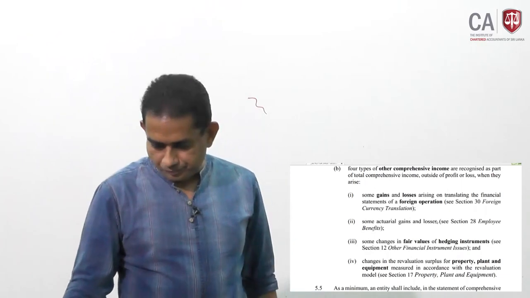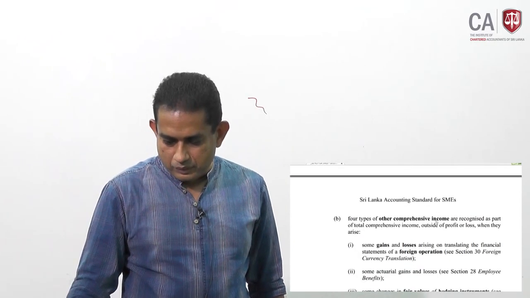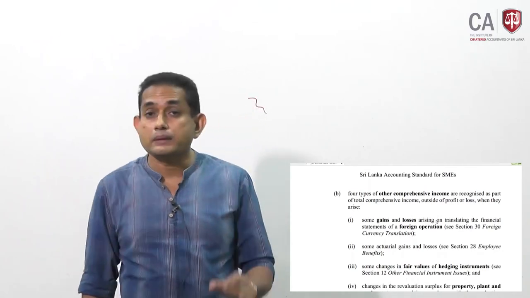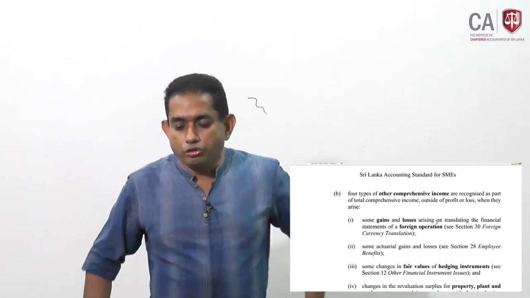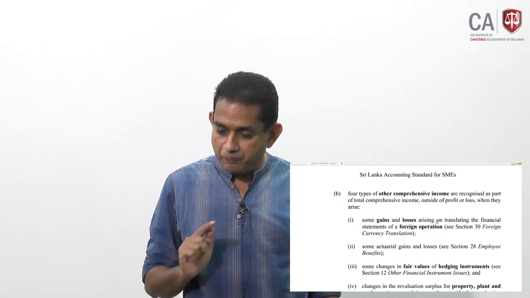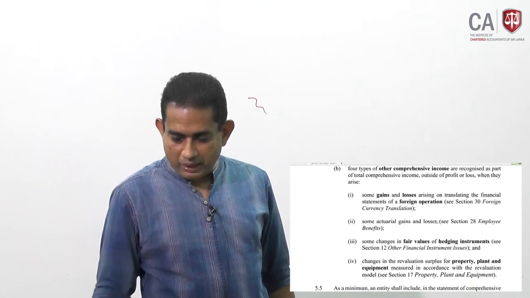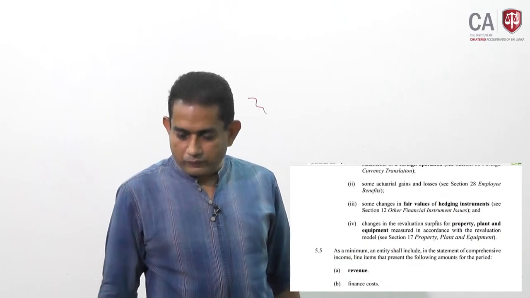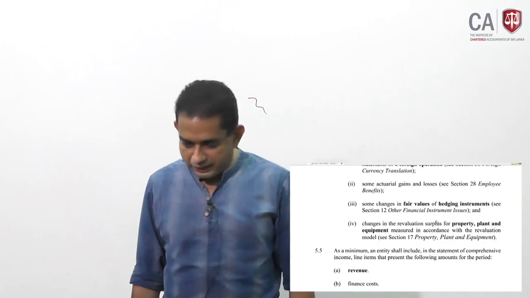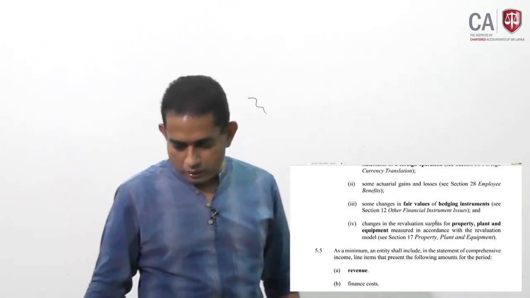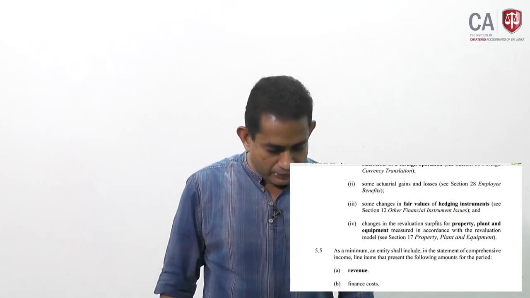Now in page number 38, you get the items to be taken under other comprehensive income. 4 types of other comprehensive income are recognized as part of total comprehensive income outside of profit or loss when they arise. Some gains and losses arising on translating the financial statements of a foreign operation into the presentation currency. Some actuarial gains and losses. Some changes in fair values of hedging instruments. And changes in the revaluation surplus of property, plant and equipment measured in accordance with the revaluation model. Right. So that's what I explained just a while ago.